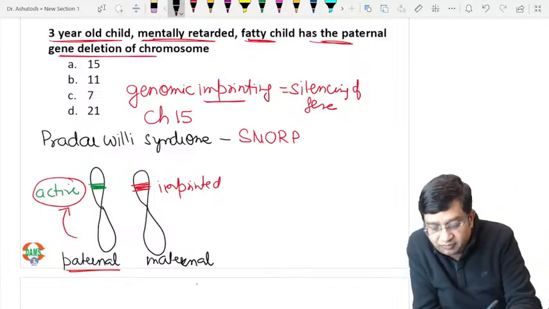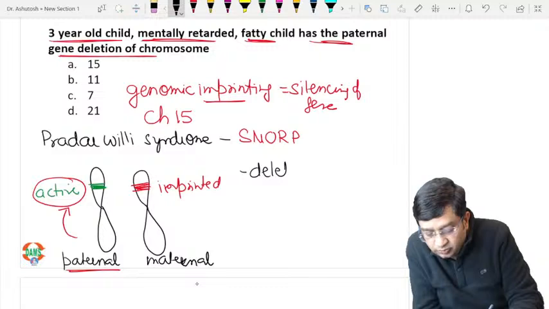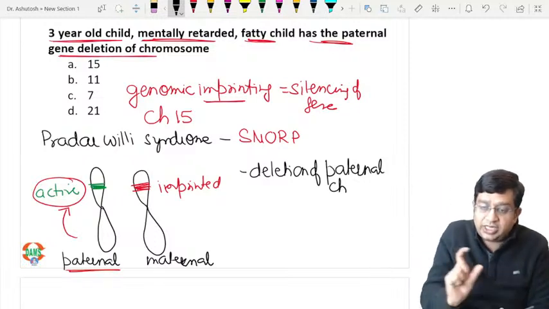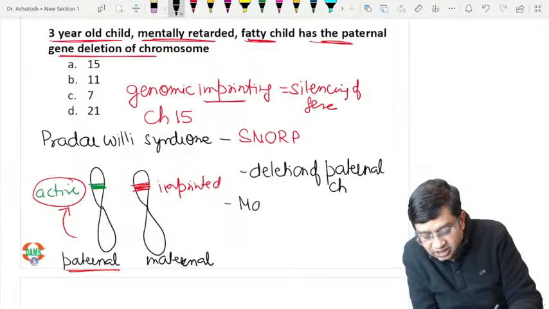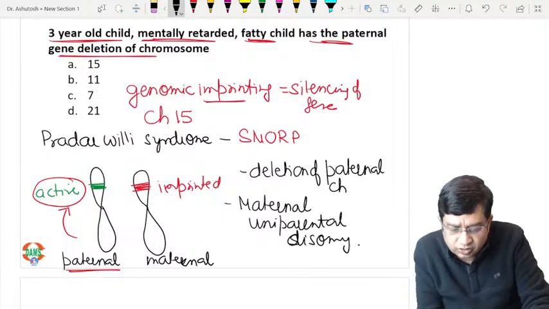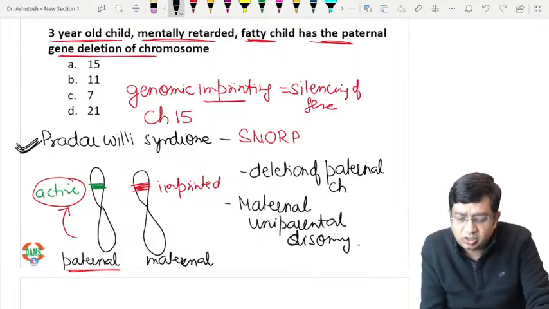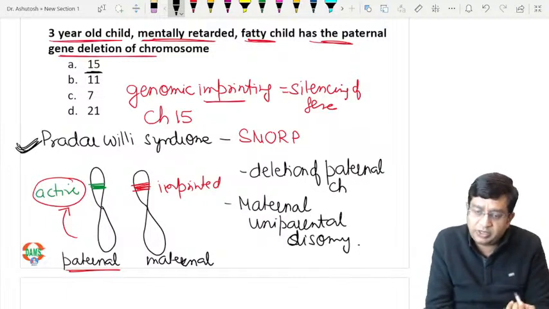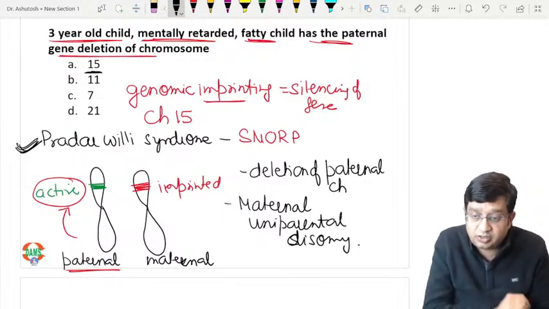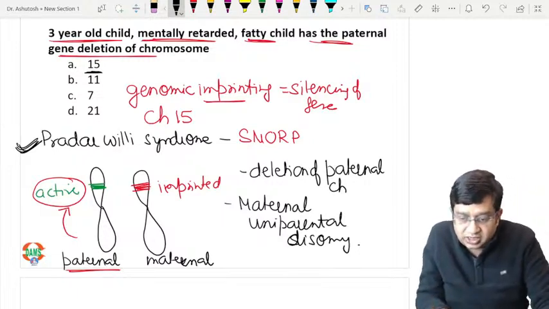So why do we say Prader-Willi syndrome? Prader-Willi syndrome is due to deletion of the paternal chromosome, because the active gene is lost. Or the second reason can be maternal uniparental disomy. So of course the answer will be Prader-Willi syndrome only. And if paternal deletion was given, I have explained here the answer. Saurabh, Steph, Aman, you have all marked correct. Very, very good.